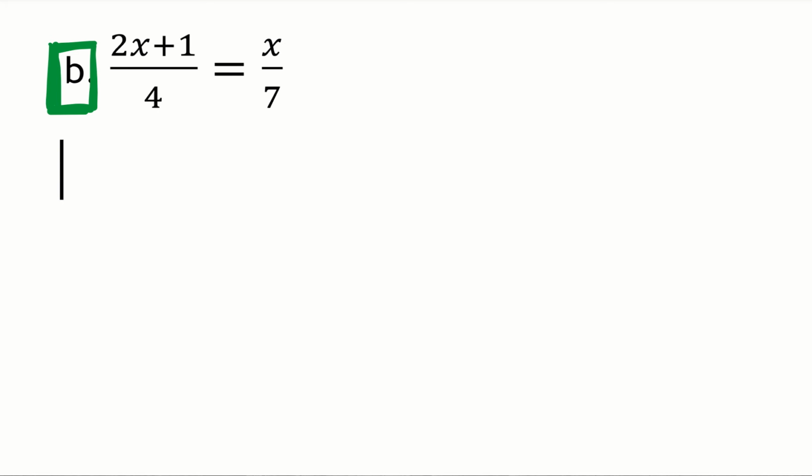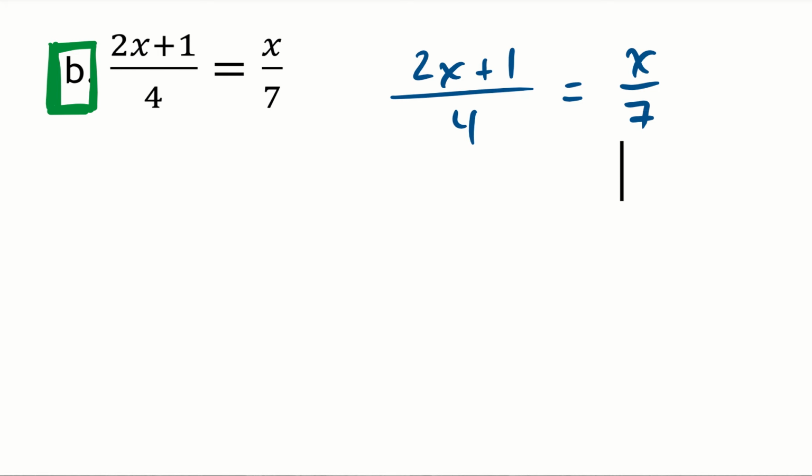So let's talk about B. B was 2x plus 1 over 4, and that equals x over 7. So this technique you'll learn more about in the chapter, but I'm just going to preview it here. If I know that if I have equal things and I multiply by equal things, I get equal things. Equal things times equal things equal things, right? So I could multiply both sides of this by the number 7. And I'm going to do that, multiply both sides by the number 7.